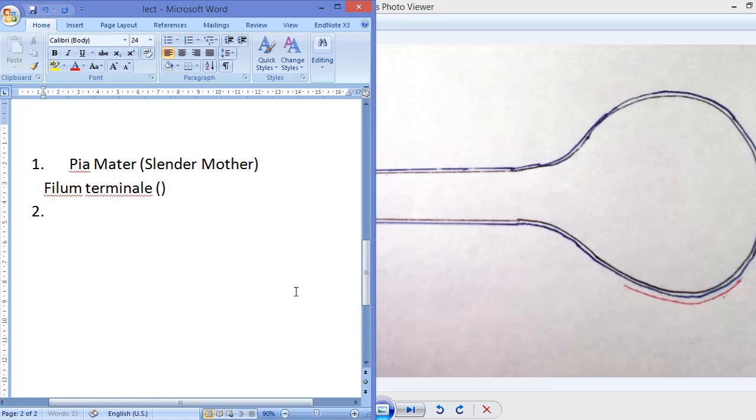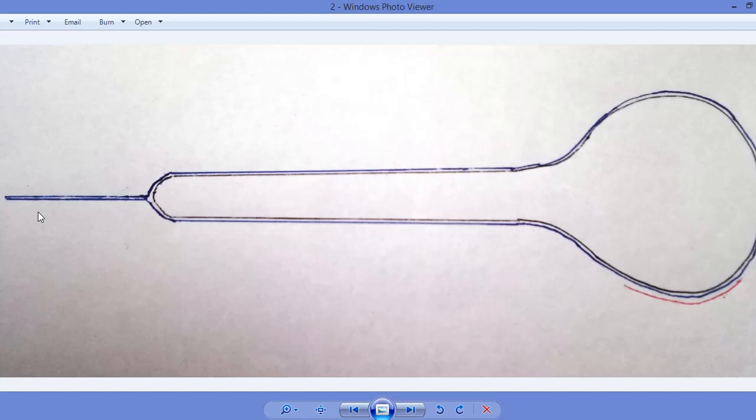Filum terminale is the part of the pia mater which is extended towards the coccyx. This has two parts, which we will learn in the next slide. So this is the filum terminale which is extended towards the coccyx, or the last part of the vertebral column. And because the spinal cord does not extend to the last part of the vertebral column, this portion is extended toward the last portion of the vertebral column. This is called filum terminale.